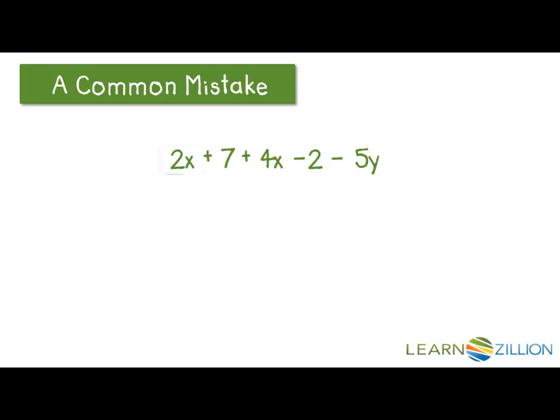So in this expression, 2x plus 4x are like terms. And 7 and negative 2 are like terms. So when I combine my like terms, my resulting expression is going to be 6x plus 5 minus 5y. Combining like terms does not change the value of the expression, so it doesn't change the solution to the equation. Also, combining like terms is not a requirement for solving, but it is helpful in writing the equation in a form you can more easily work with.